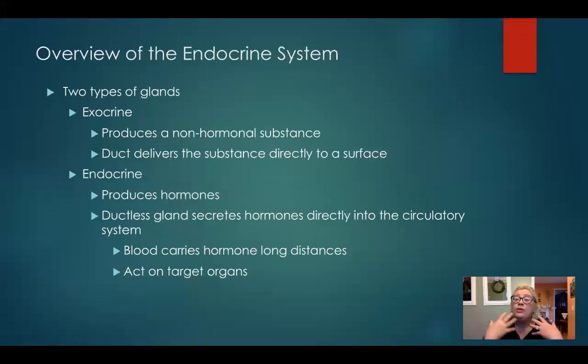Now, we will talk a lot more about exocrine glands when we talk about the digestive system, because most of the glands that are responsible for producing enzymes and hydrochloric acid for digestion are exocrine glands. So we will talk about those, but not in this chapter. This chapter is going to focus on endocrine glands, ones that produce hormones.